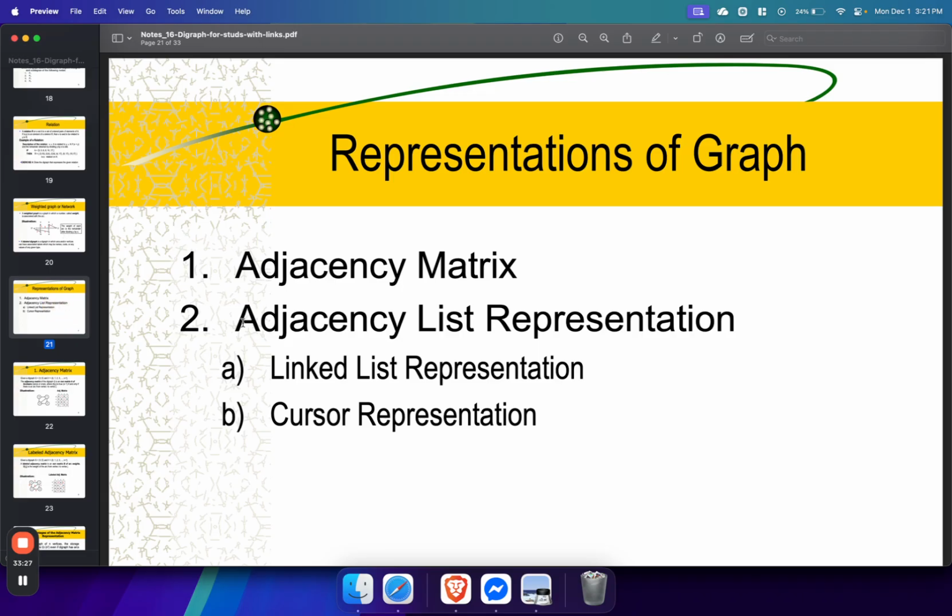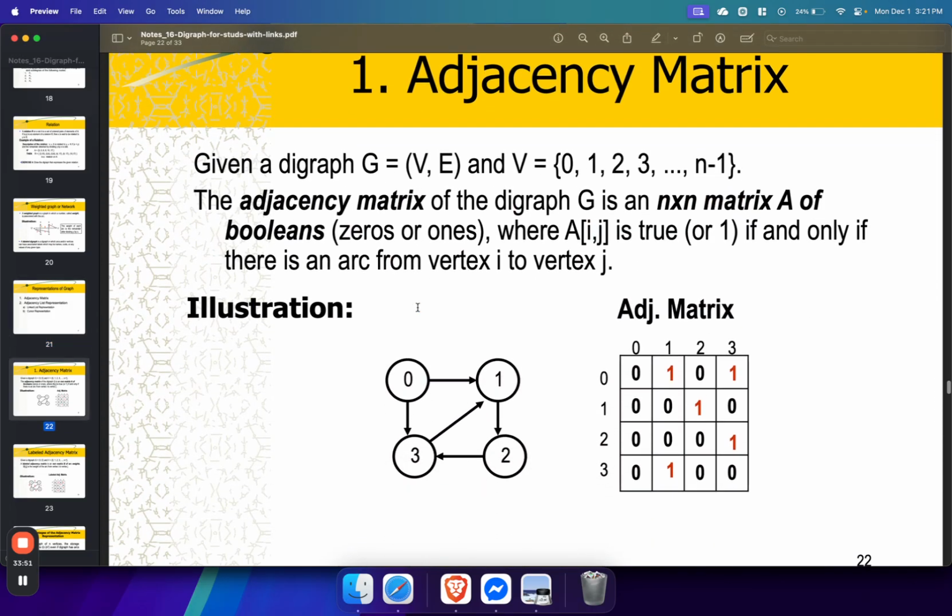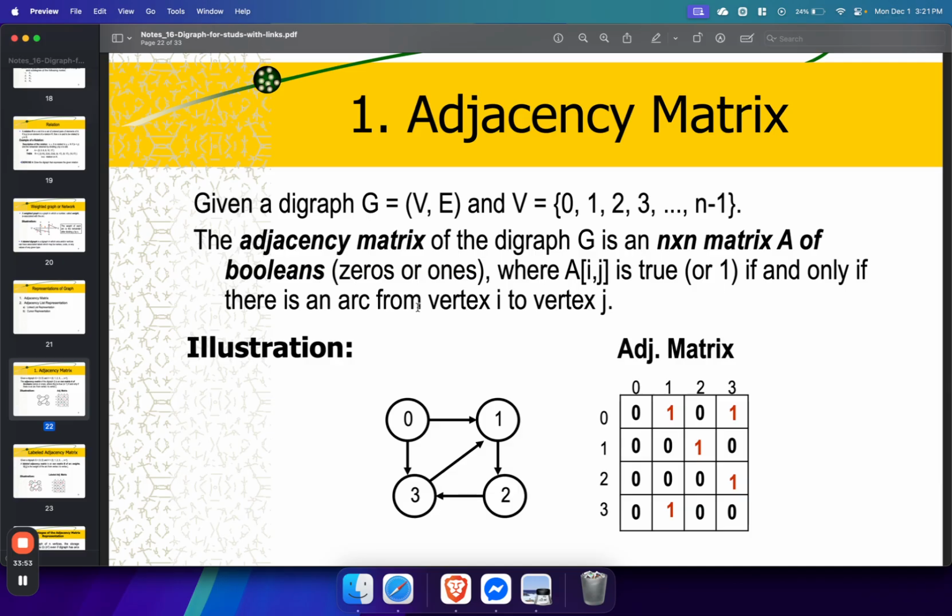So we come to the fun part, which is representing our graphs. There are two main representations of graphs, which are the adjacency matrix representation or the adjacency list representation, which can be done via linked list or cursor-based. We'll start with the adjacency matrix representation.